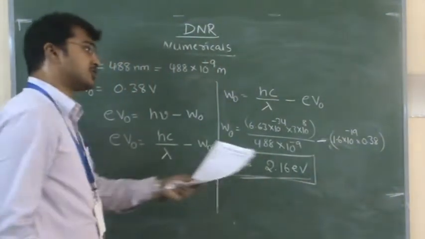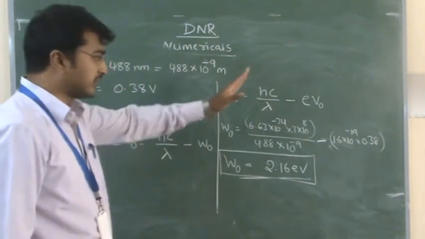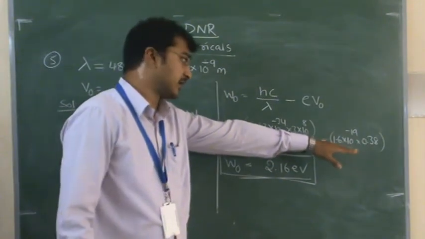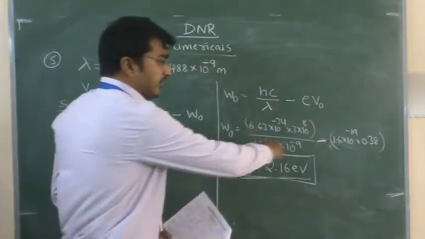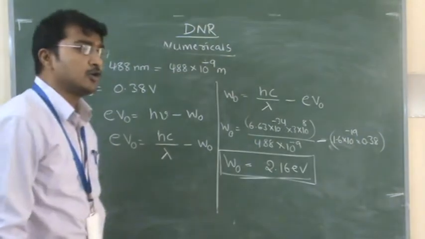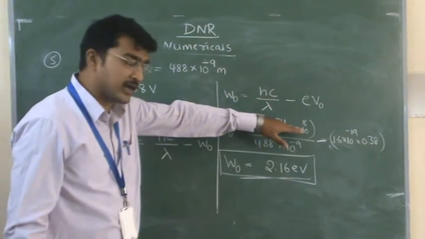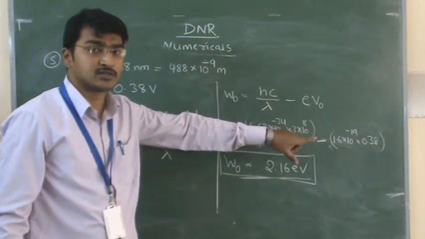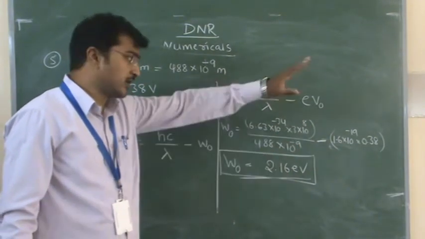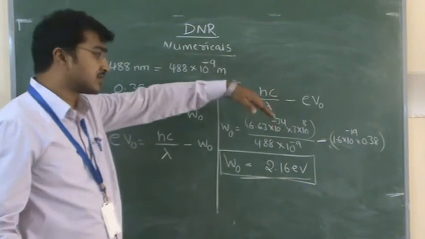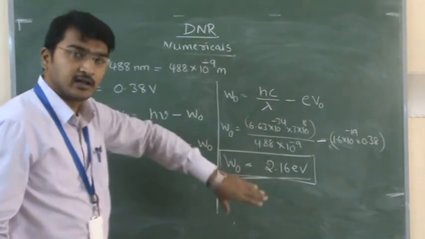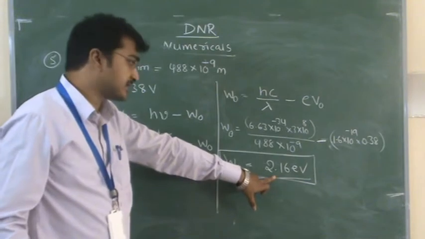Okay, you will get the answer in joules now. So how to convert? Divide by 1.6 again. You will get the answer as 2.16 electron volts. So by calculating this, you will get the answer in joules, so keep it in joules. But if they ask the question to mention the work function in electron volts, then divide by 1.6.